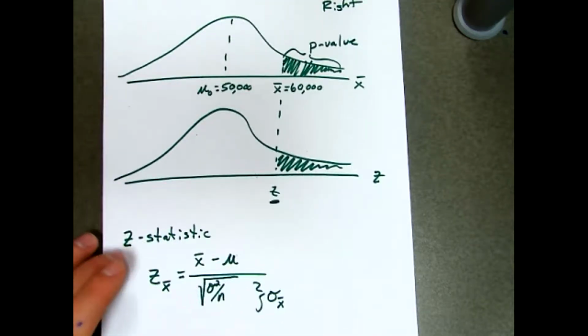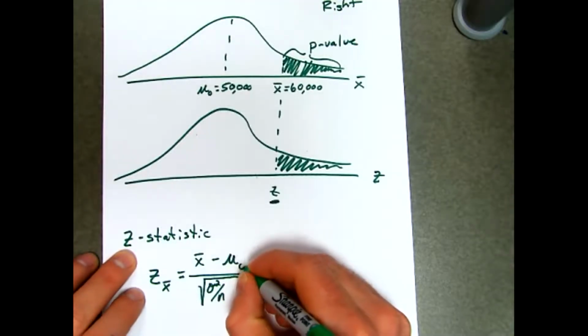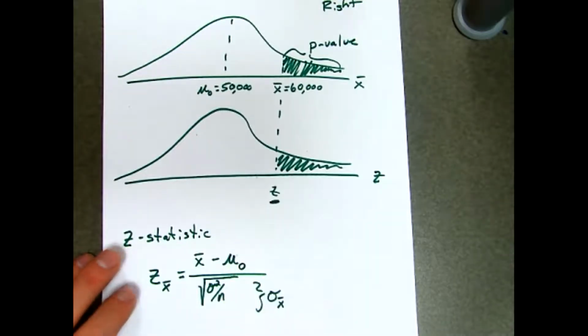Now, the reason why we're not just calling this a z-value, we're calling it a z statistic, is we don't have the true population mean. We're going to be using an assumed true population mean.